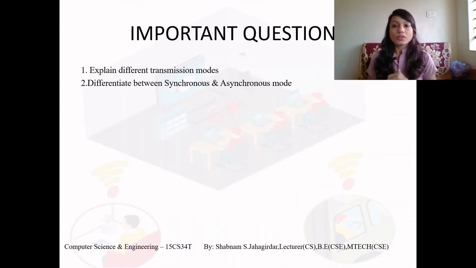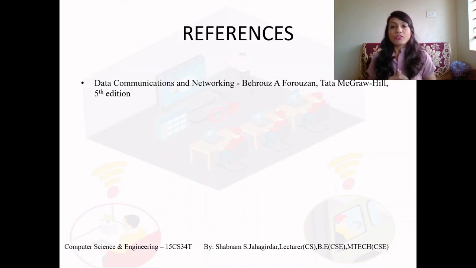Some of the important questions here are: explain different transmission modes, where you have to draw the diagram and explain all of those. And one more is, differentiate between synchronous and asynchronous mode. Again, I have referred to the same book, that is Data Communication and Networking by Forouzan, 5th edition.